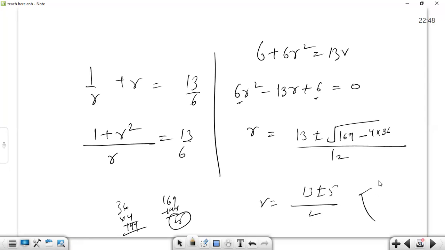R can be 13 plus 5, 18 by 2, that is 9. 13 minus 5, that is 8 by 2, that is 4. There can be two values for R. Clear?